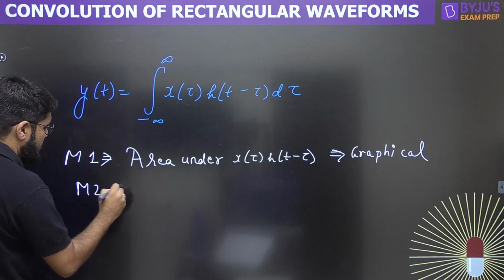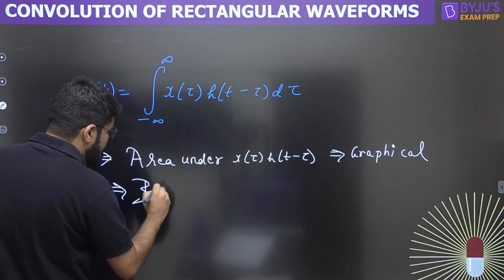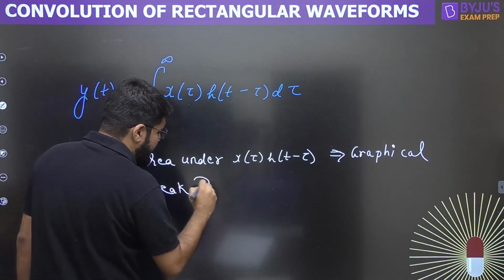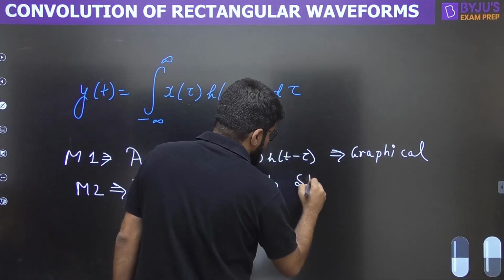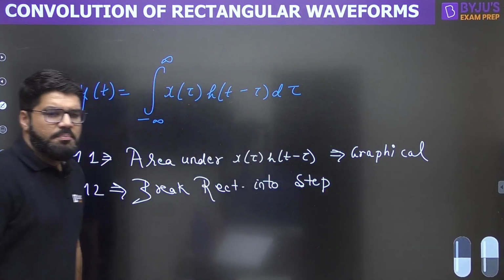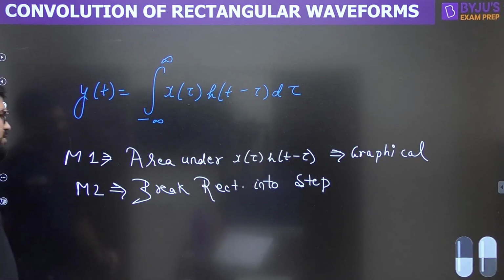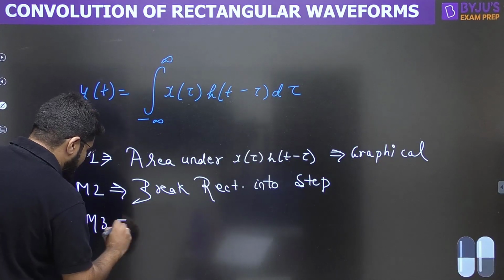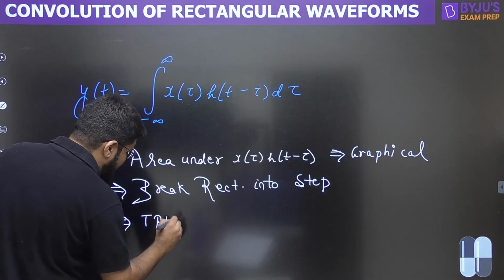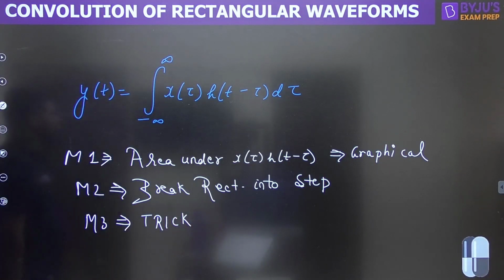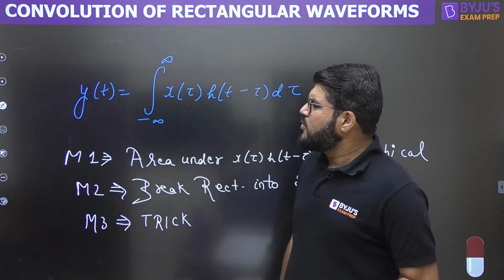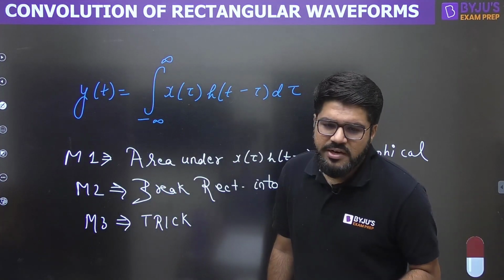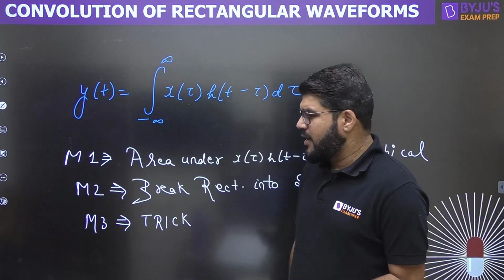Method number two is breaking the rectangle into step functions. And method number three is a trick that I shall tell you at the end, a very useful trick. I will tell you the trick for both cases, whether it is equal duration rectangles or unequal duration rectangles.